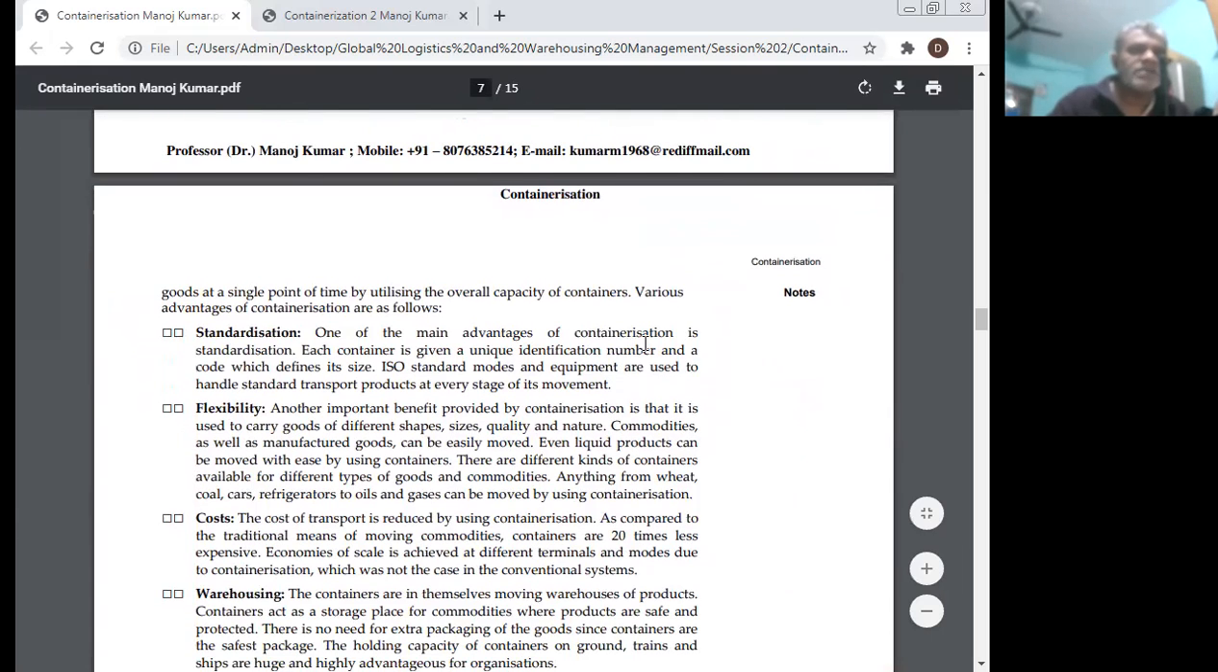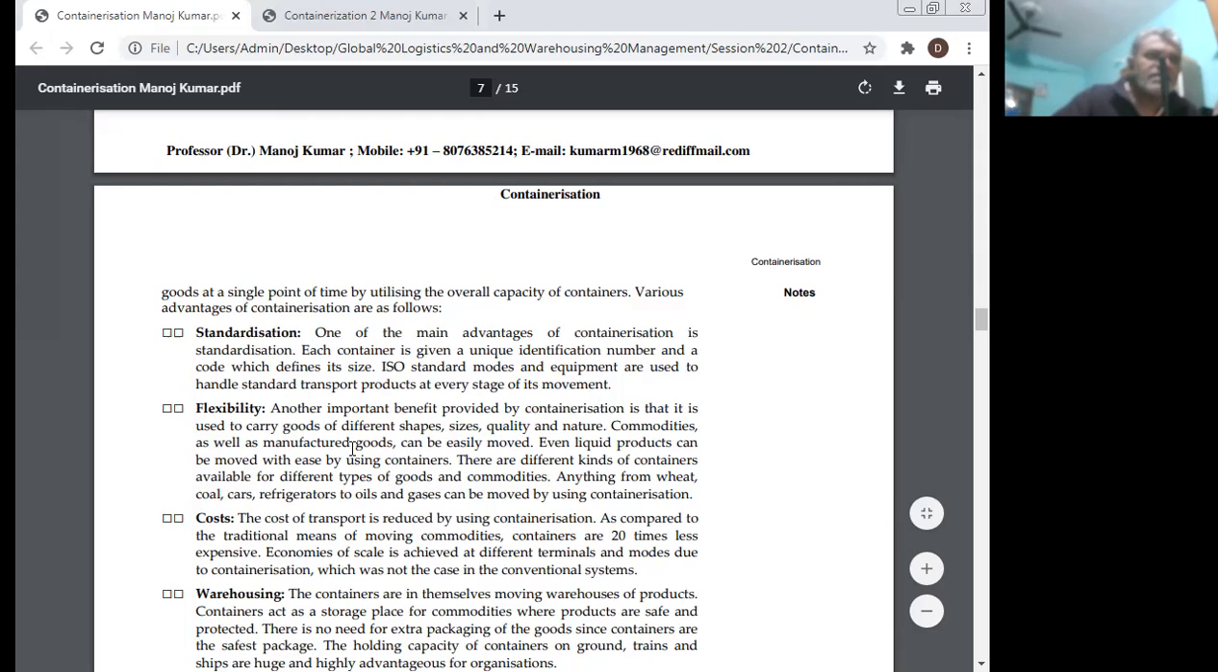Standardization. One of the main advantages of containerization is standardization. Each container is given a unique identification number and a code which defines its size. ISO standard modes and equipment are used to handle standard transport products at every stage of its movement.